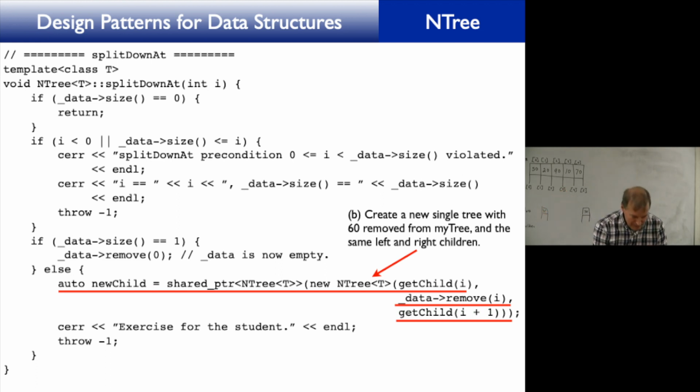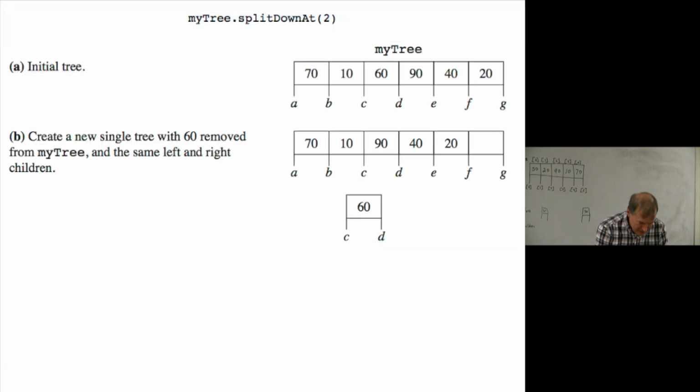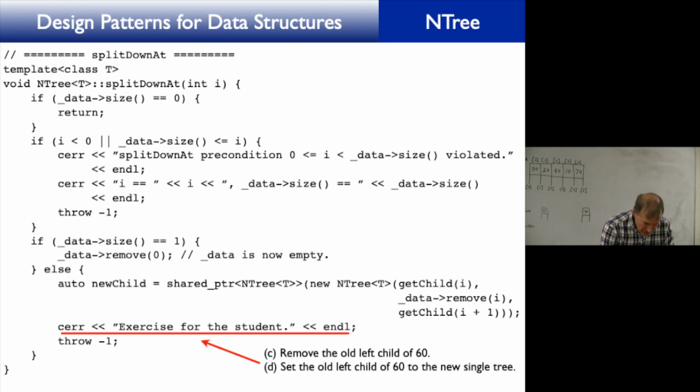So this is doing part B of the figure. Let's go back to the figure. That's doing this part B of the figure. Okay? And now what do we have to do? Remove the old left child of 60. So that's your job. Exercise for the student: remove the old left child of 60, and set the old left child of 60 to the new single tree. All right, so I think you can see how to do that, I hope.